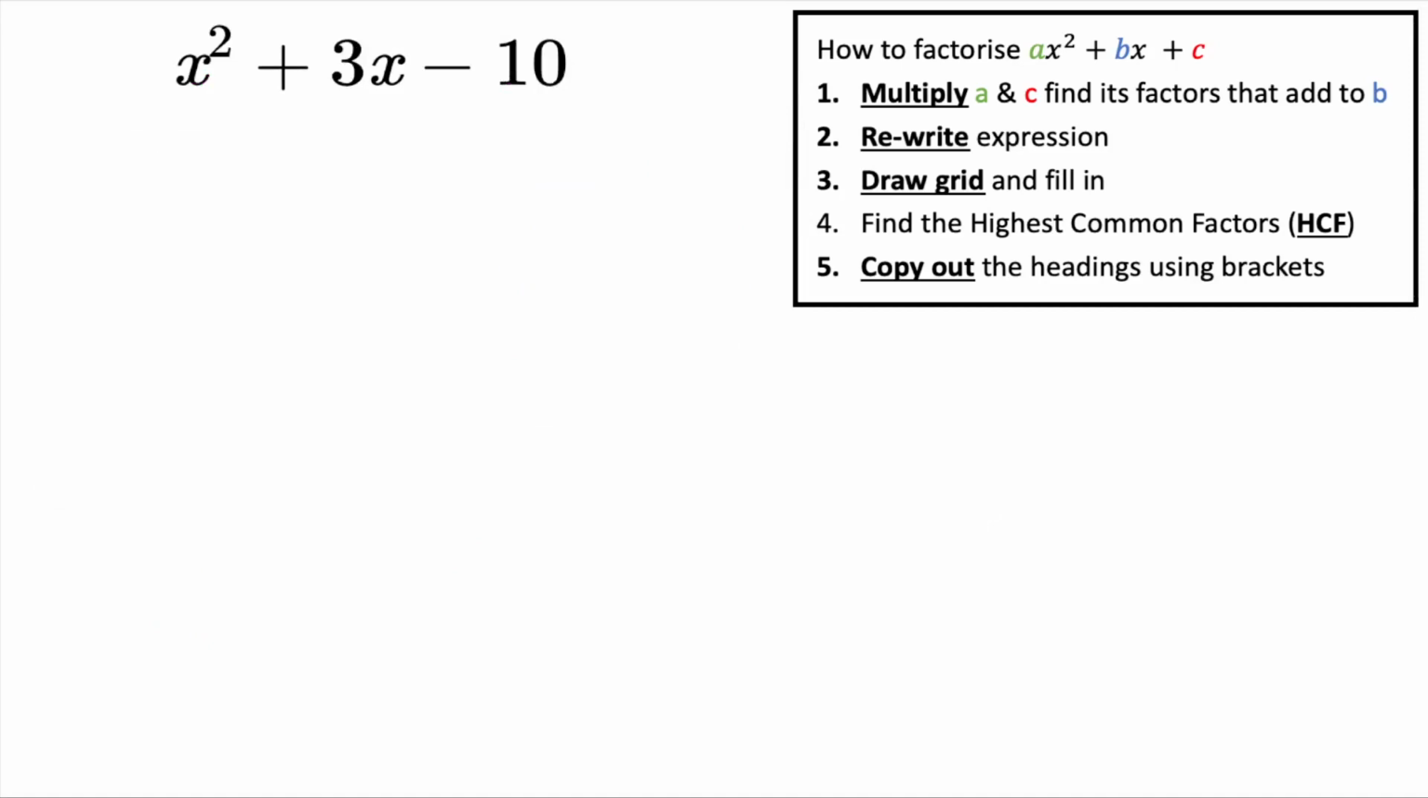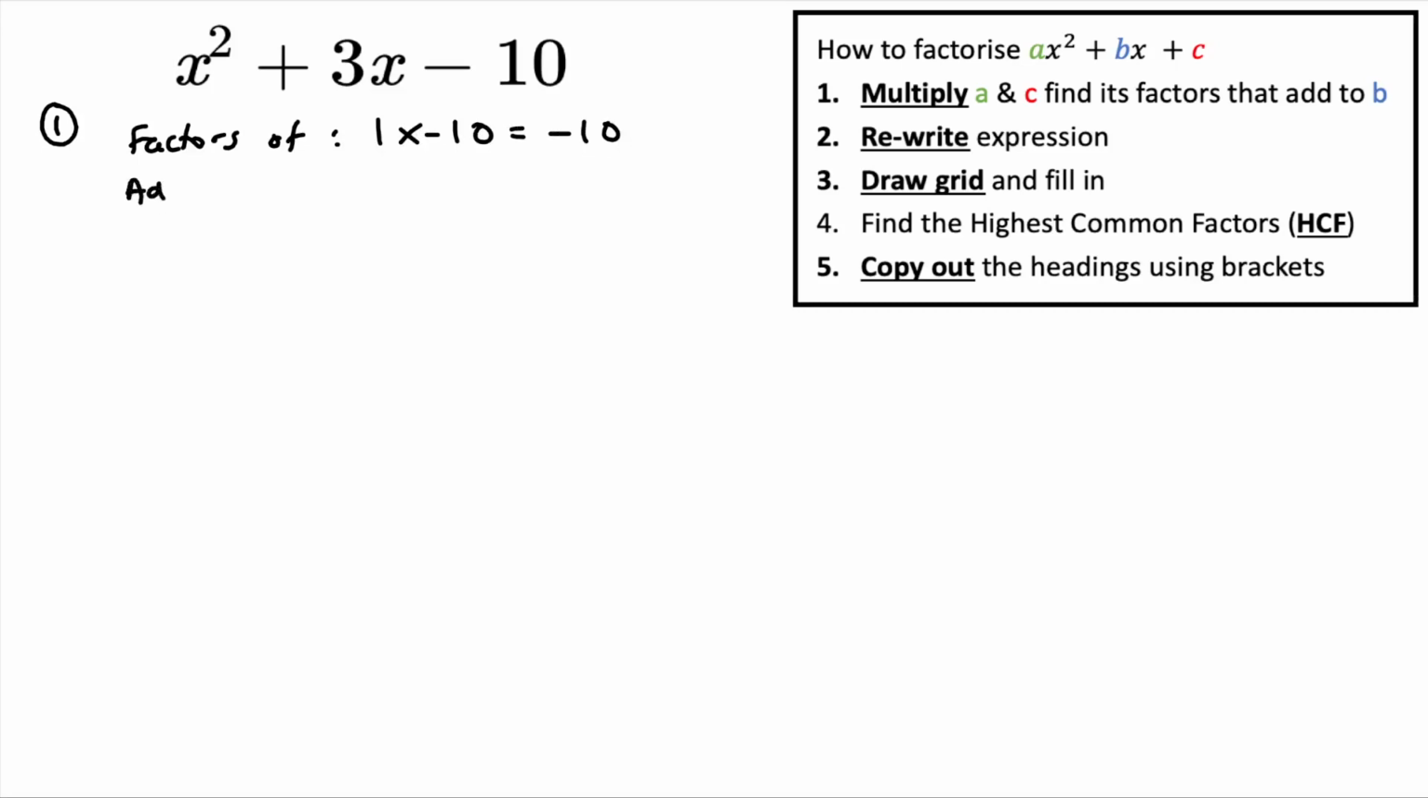Now, we've got an example with a negative term here, so we just need to be a little bit careful about how we write this out. So step number 1, we're going to multiply the number in front of the x squared term by the constant coefficient, which is minus 10. So we're going to say factors of, and remember what we're doing, 1 times negative 10 equals negative 10.